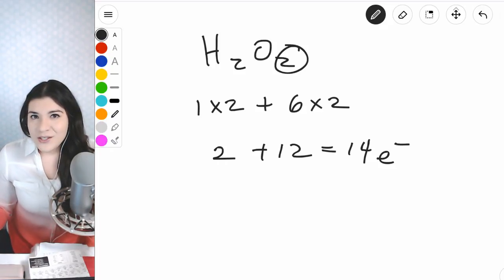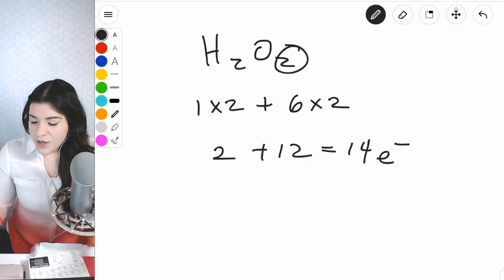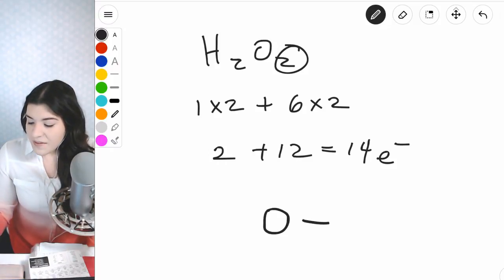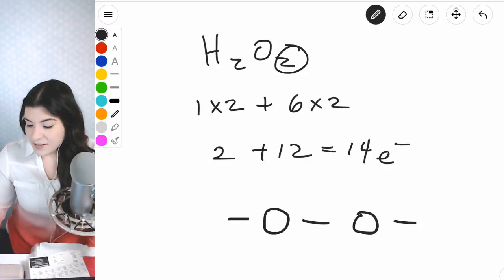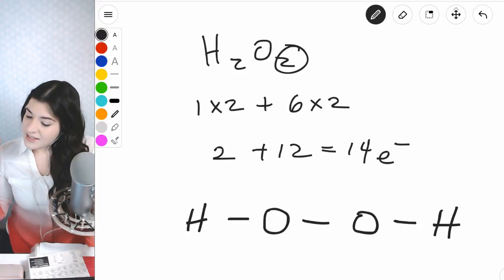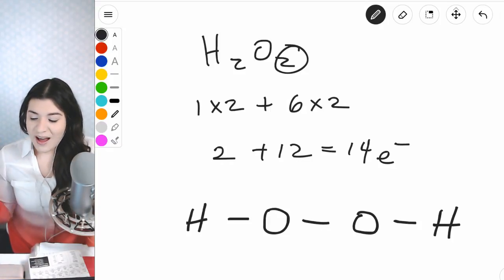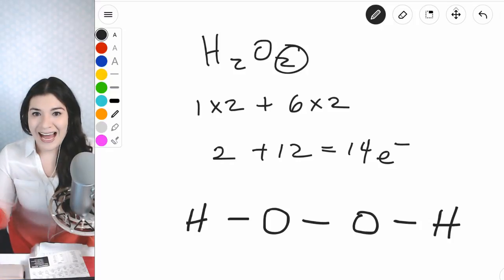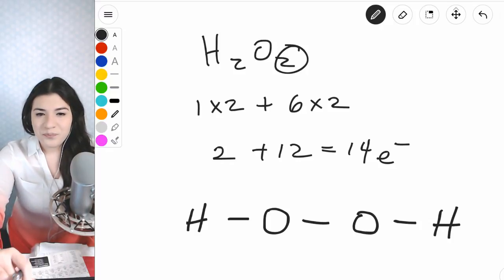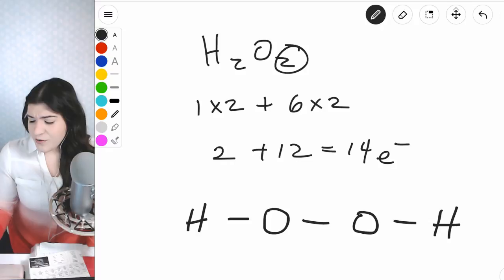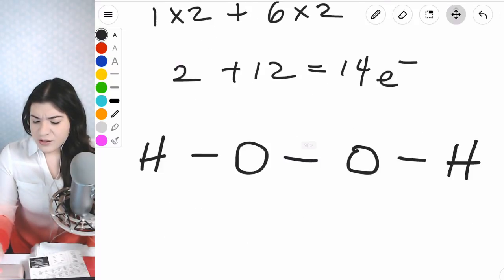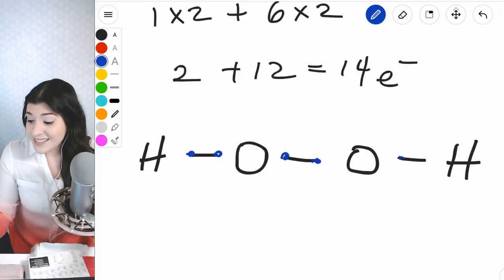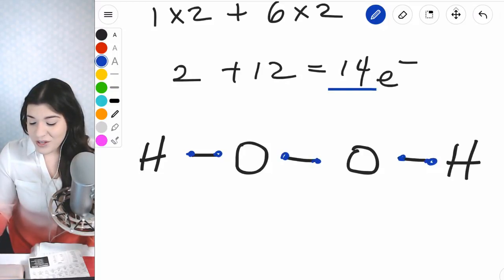And a lot of times these tend to be symmetrical. So I'm going to put oxygen in the center, and then hydrogen will go at the ends. Now, let's see how many electrons we have remaining and what we need to add. So let's just count how many electrons. We have 1, 2, 3, 4, 5, and 6, and we're nowhere near that 14. So I'm going to keep adding.